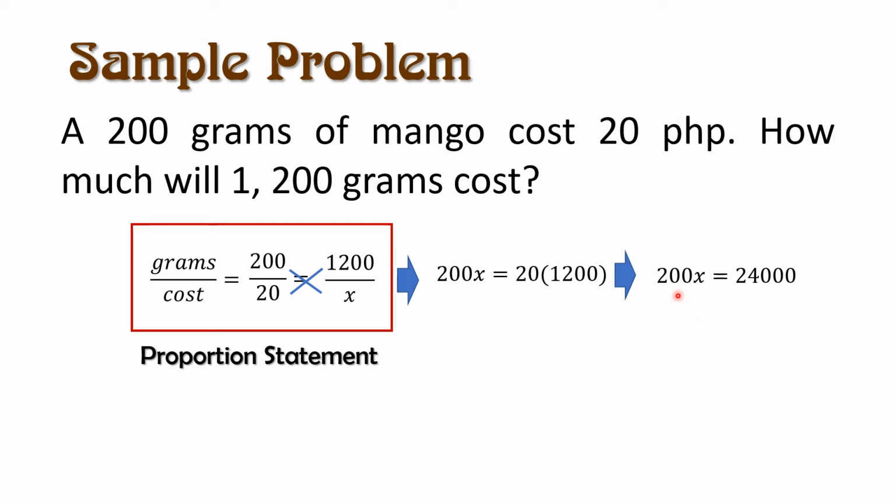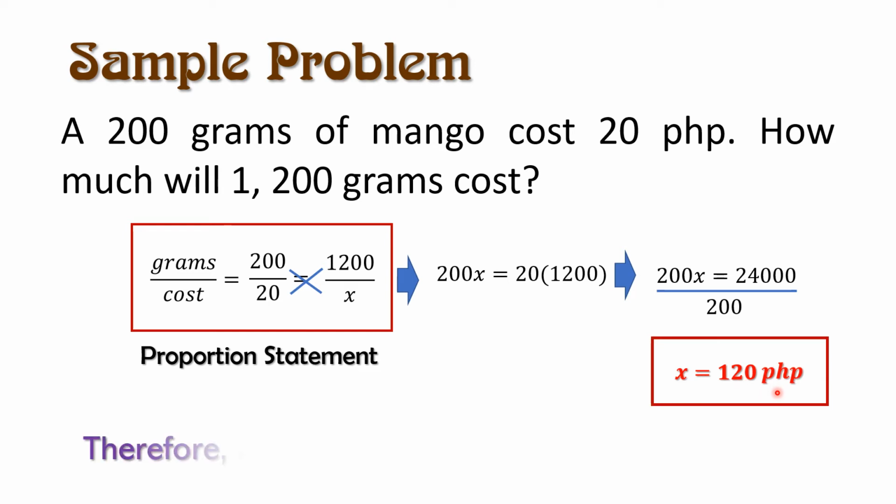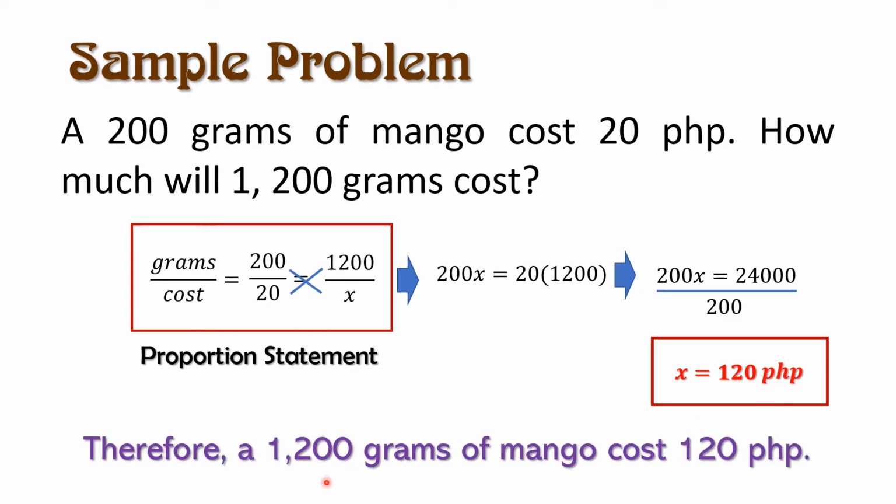For us to solve for the value of x, we're going to eliminate the number beside x. So all we need to do is to divide the whole equation by this number, which is 200. So 200 divided by 200 is equal to 1. Therefore, the variable x will be the one to remain on the left side of the equation. Then we divide 24,000 by 200. Using your calculator, that is equal to 120. And the unit is Philippine peso. Therefore, 1,200 grams of mango costs 120 pesos.